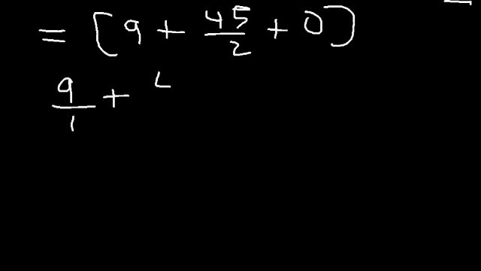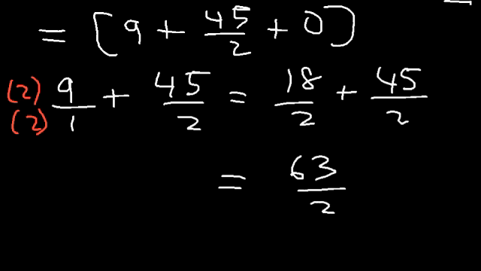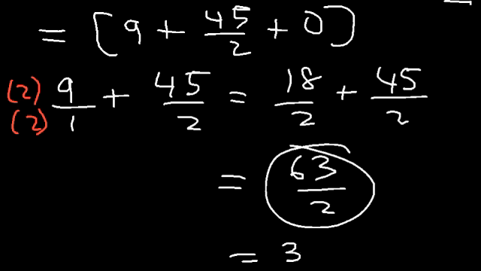So let's get common denominators. Let's multiply 9 by 2 over 2. 9 times 2 is 18. And 18 plus 45 is 63. So this is the right answer, which is the same as 31.5.